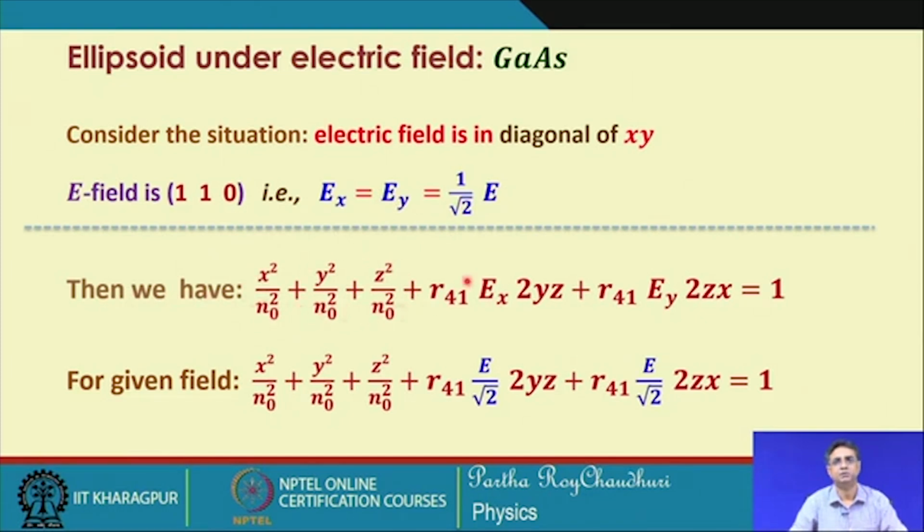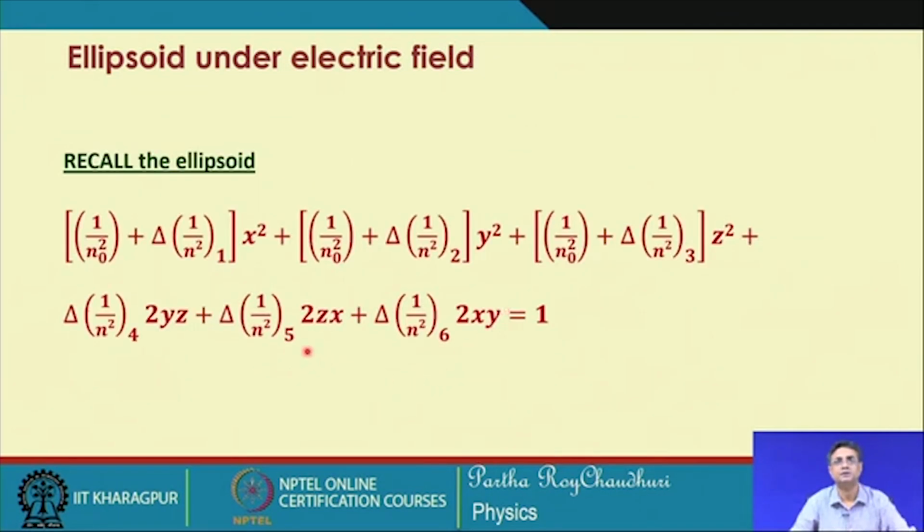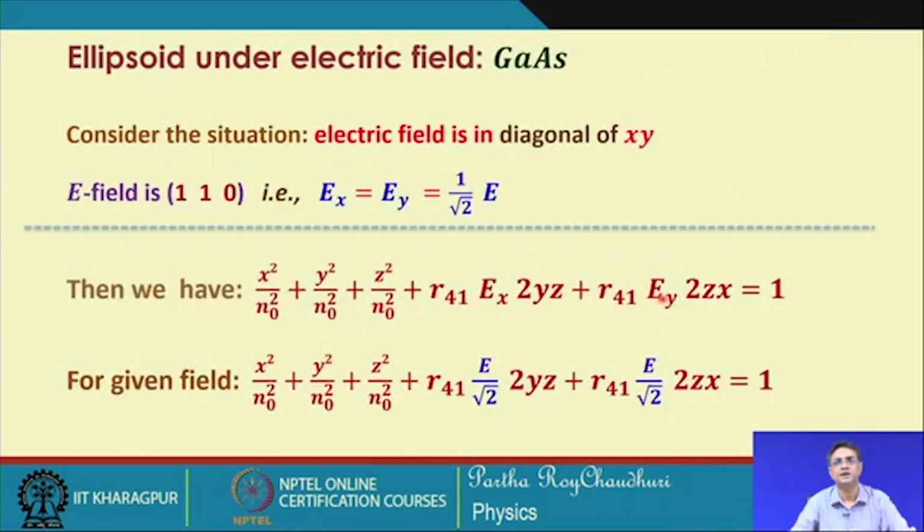this index ellipsoid. Let us look at this system. There is no term appearing here, and here. So, this all remains 1 by n 0 square x square, 1 by n 0 square y square, etcetera, but only you have this which is dependent on this z coordinate, that is, these two are now excited. So, you have y z and z x. Therefore, I replace this E x by E under root 2. So, you get this form of the equation.